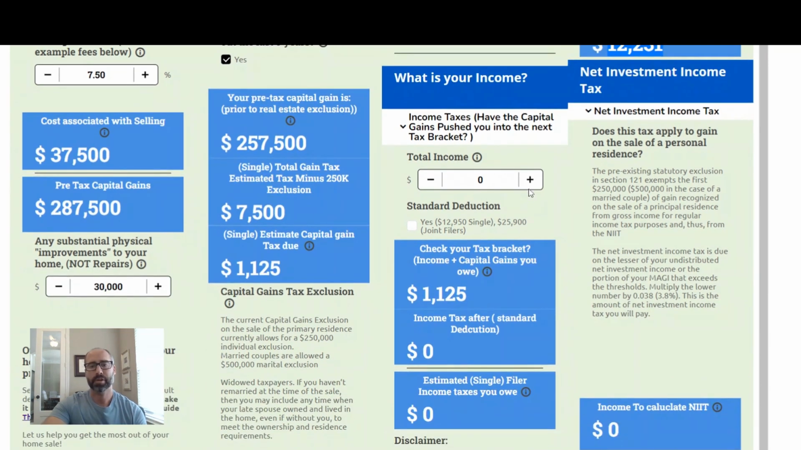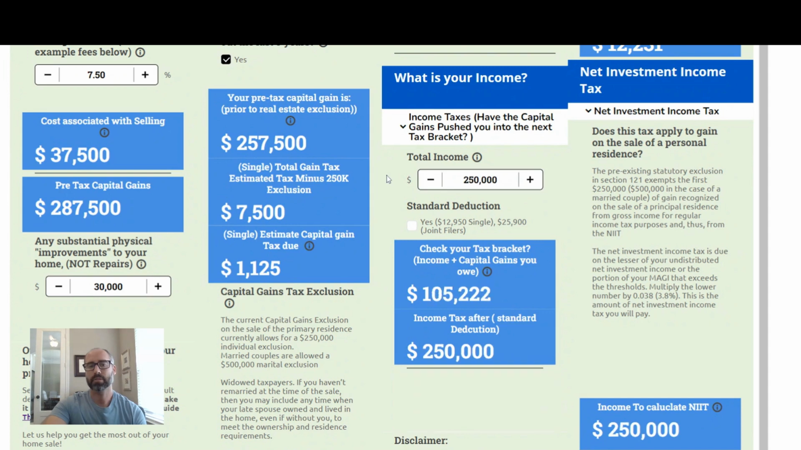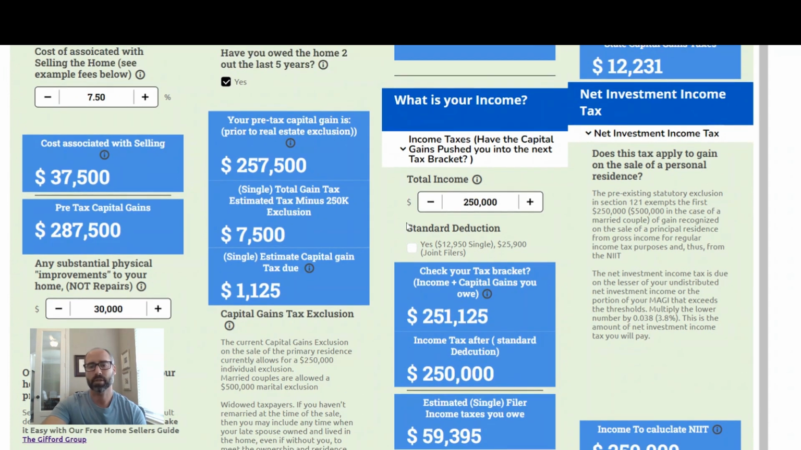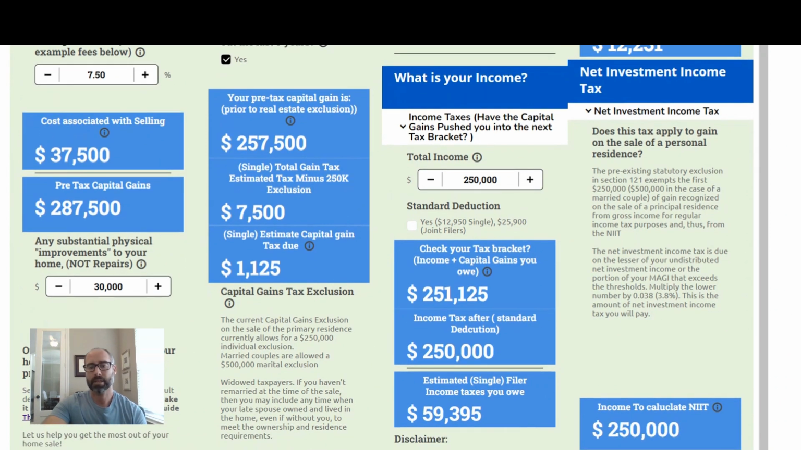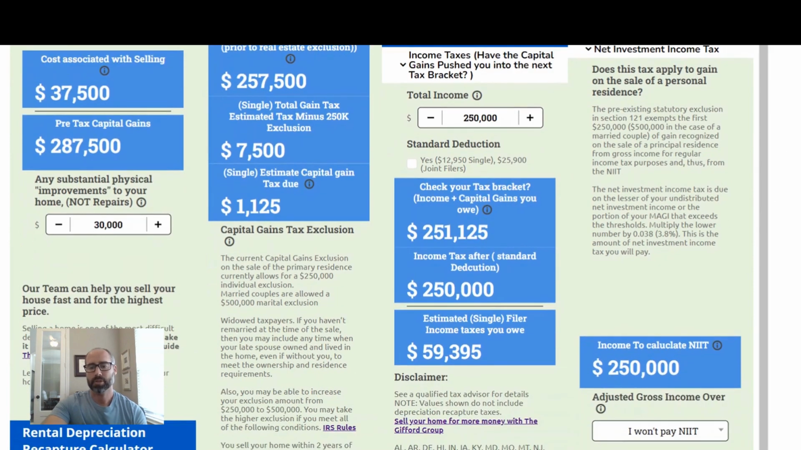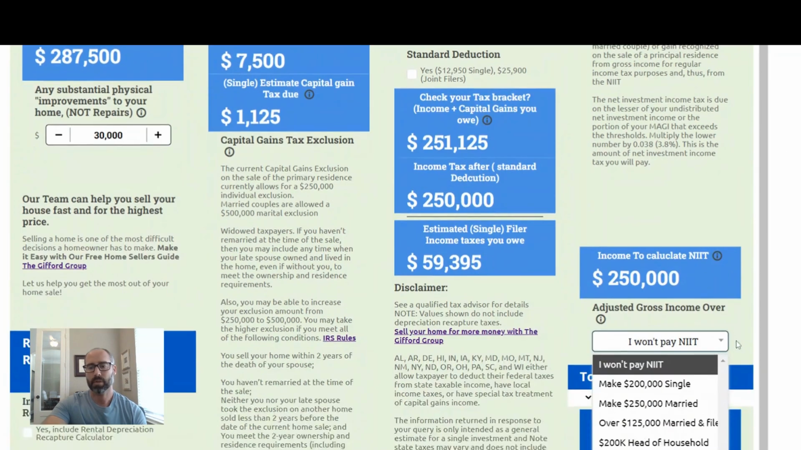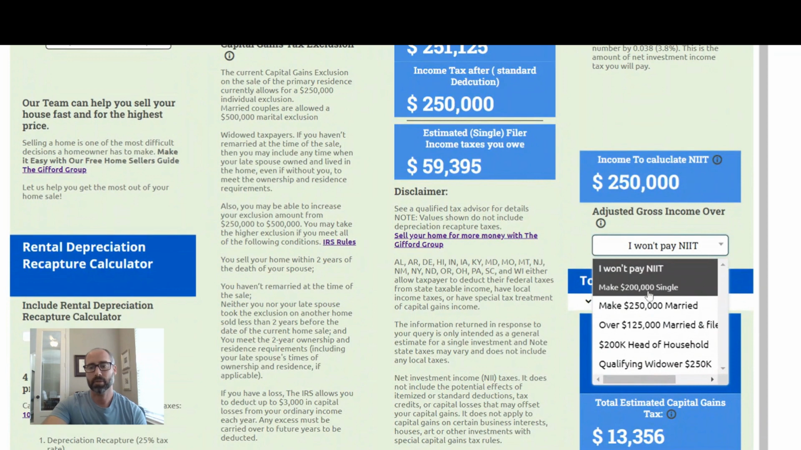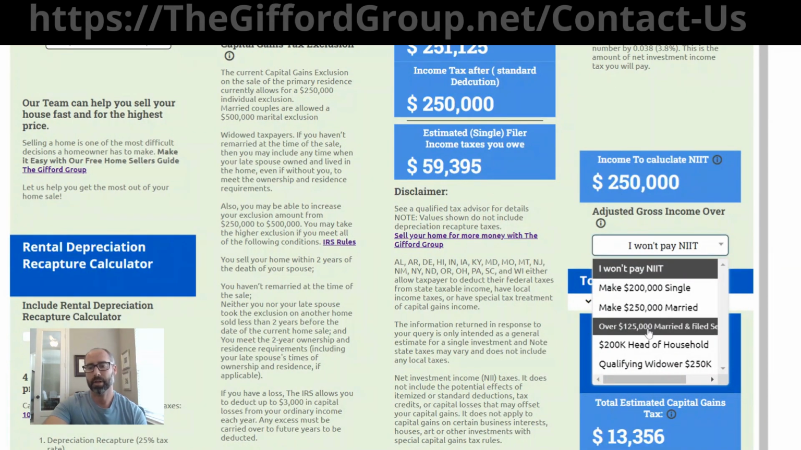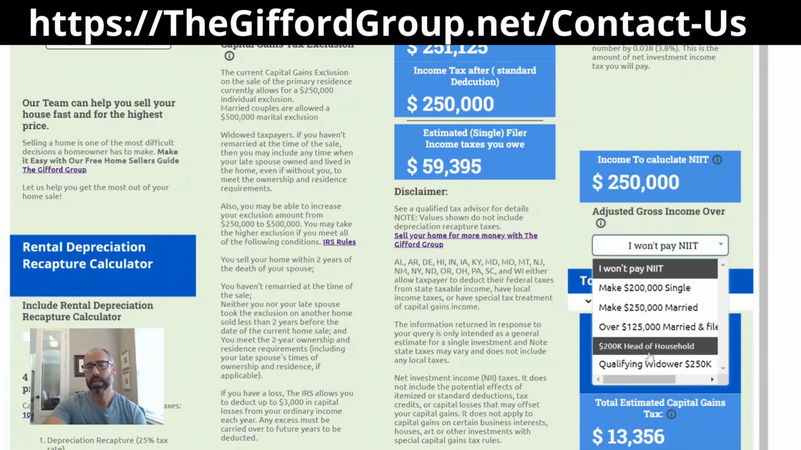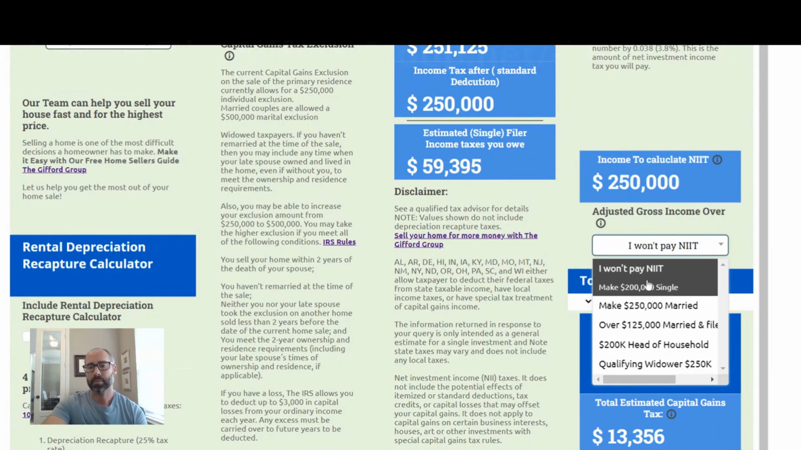Like I say, we did include the net investment income tax as well. But really, you're going to have to put in your income to see. It's really high, so most people wouldn't have to pay it. If you're single, you have to make over $200,000, so it's only people in the high income tax brackets anyways. You can choose what it is: I'm single and I make over 200, I'm married and I make over 250, or I'm separated, married but filing separately, head of household, or widow. So you can pick, okay, I'm single.